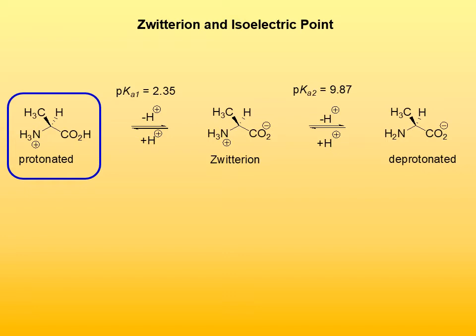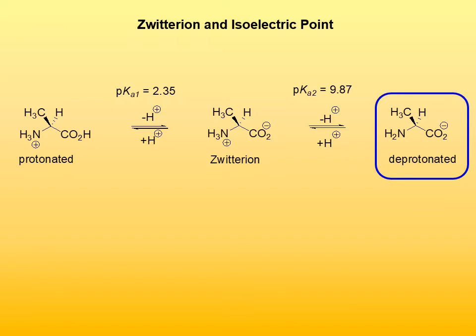So loss of that proton from carboxyl group would give zwitterion. And then third possible form is deprotonated form. Deprotonated form is form in which ammonium group, NH3 plus group, is deprotonated. And here you can see two pKa values for this particular amino acid. This particular acid is alanine, and so those are pKa1 and pKa2 values for alanine. First one for deprotonation of protonated carboxyl group, and second one for deprotonation of ammonium group.